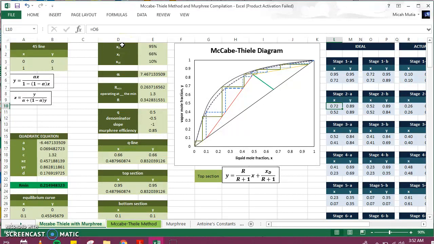To start with, we're going to run through this program first. In most problems, the usual givens are the following: distillate liquid mole fraction XD, feed liquid mole fraction XF, liquid mole fraction at the bottom XW, and the Murphree efficiency.